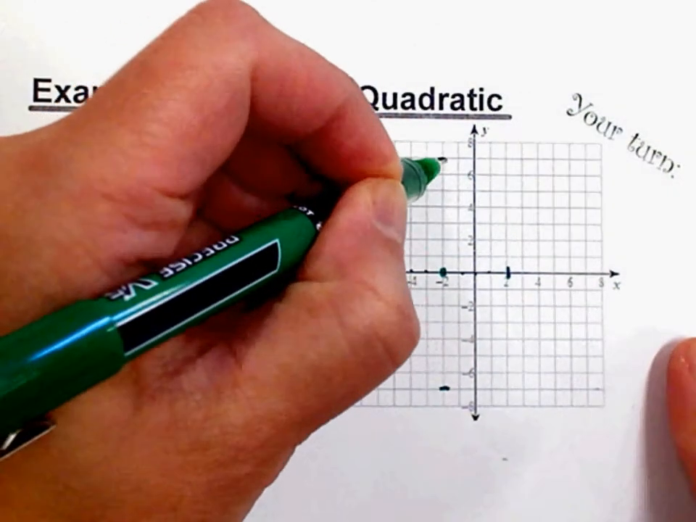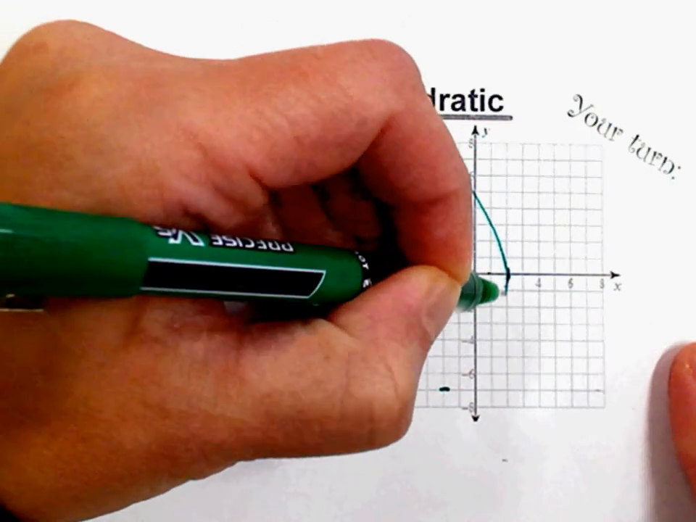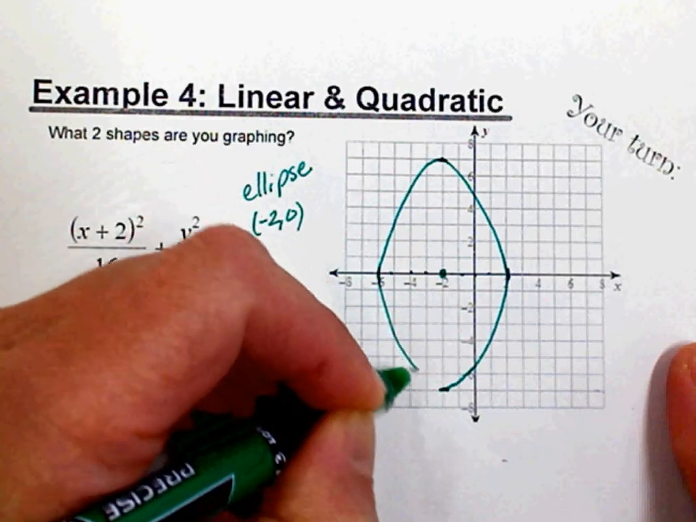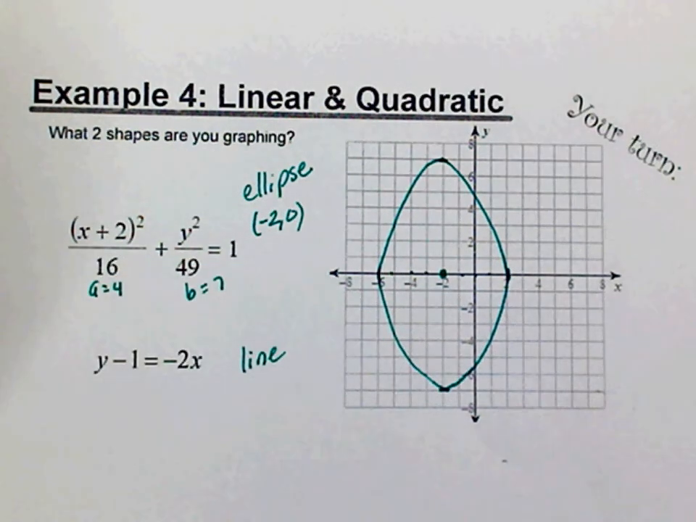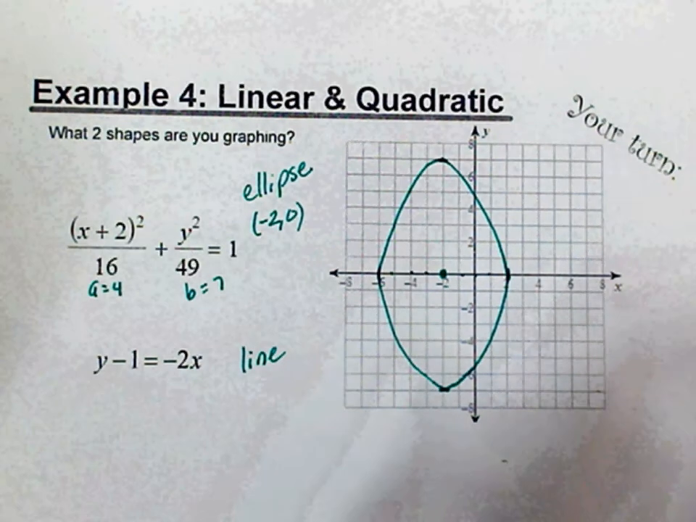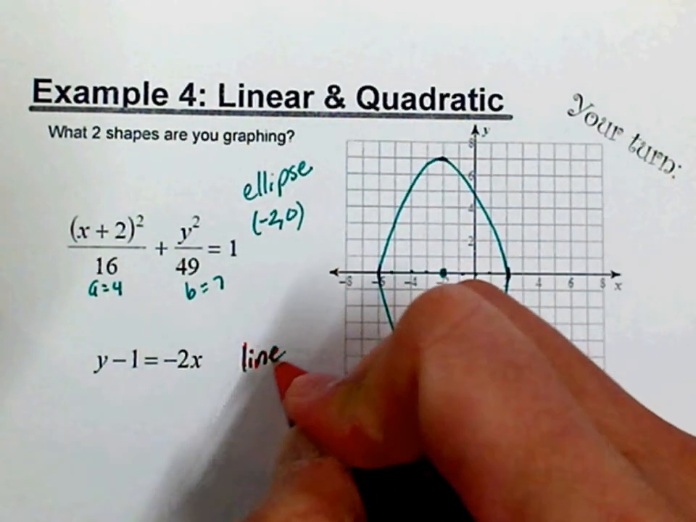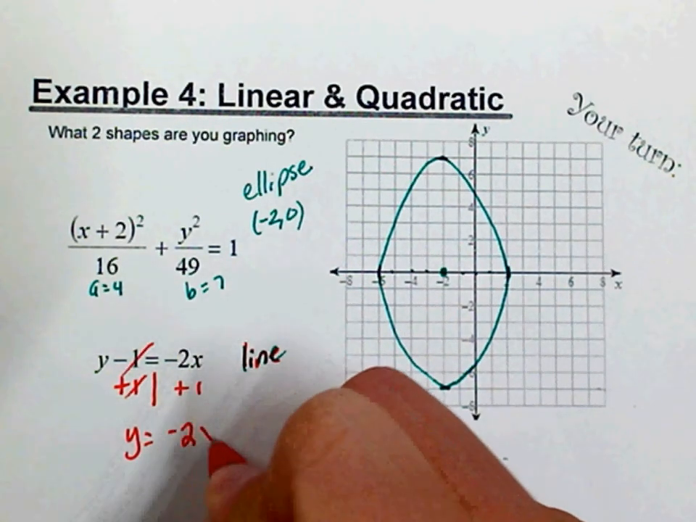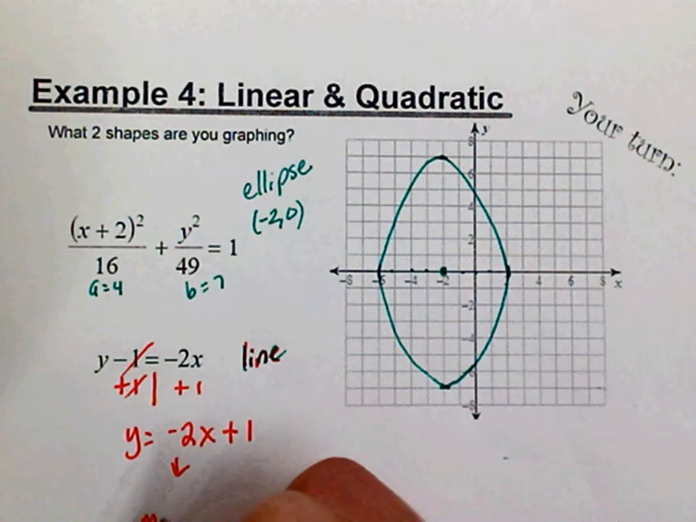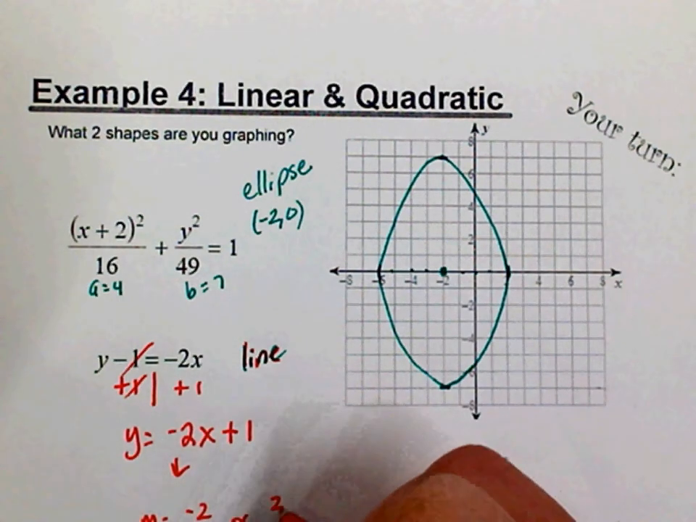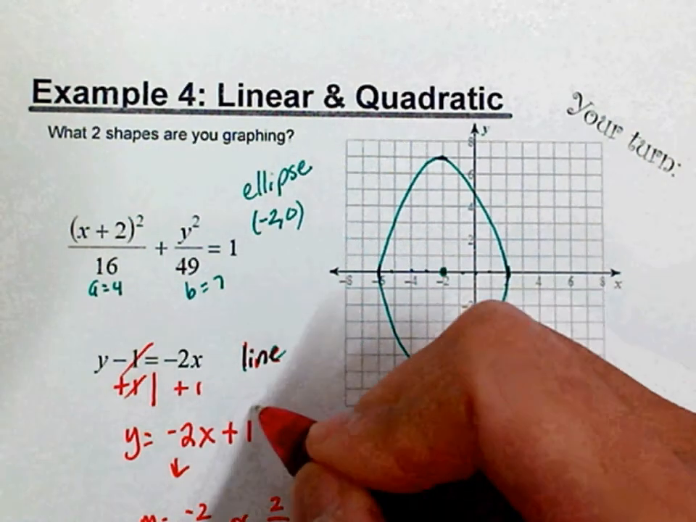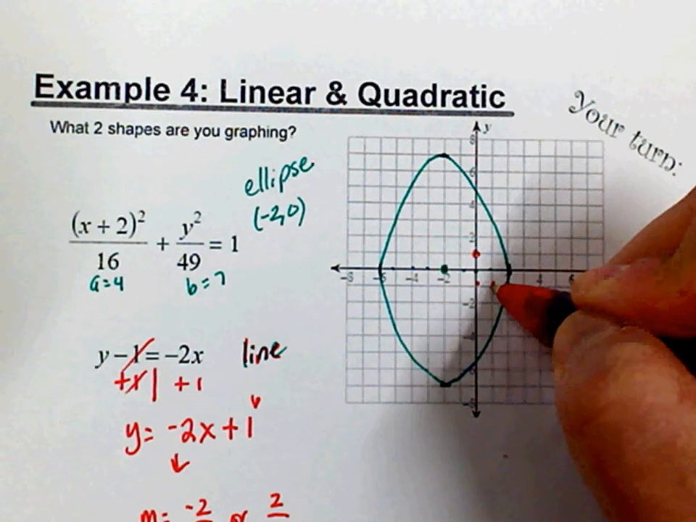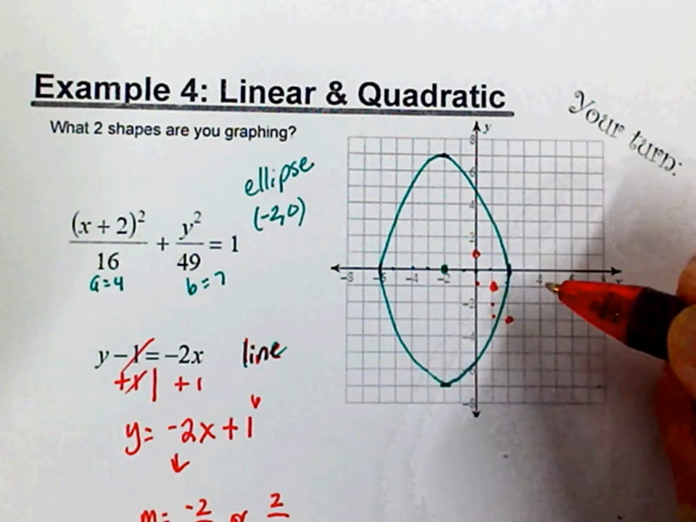Let's see if I can do this as best as I can. There you go. All right, so there's my ellipse. Okay, now let's go ahead and graph my line. To graph your line, I'm going to add 1 to both sides because I want it in slope-intercept form. Okay, remember your slope here is -2 over 1 or 2 over -1. All right, so your B is 1, +1. Slope is -2, down 2 to the right 1, down 2 to the right 1, or you can go up 2 to the left 1. Your choice.